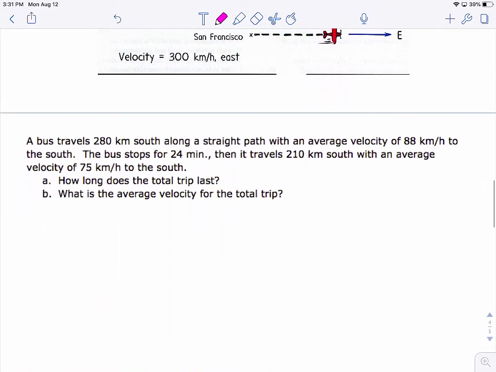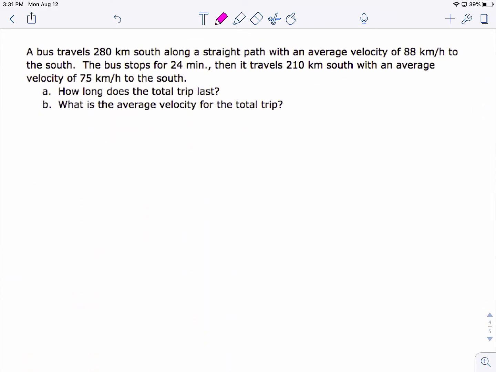So let's look at a couple problems. A bus travels 280 kilometers south along a straight path with an average velocity of 88 kilometers per hour to the south. The bus stops for 24 minutes. Then it travels 210 kilometers south with an average velocity of 75 kilometers per hour to the south. How long does the total trip last, and what is the average velocity for the total trip?